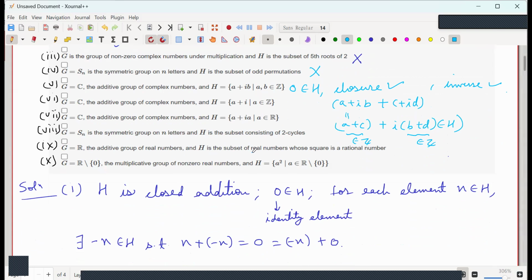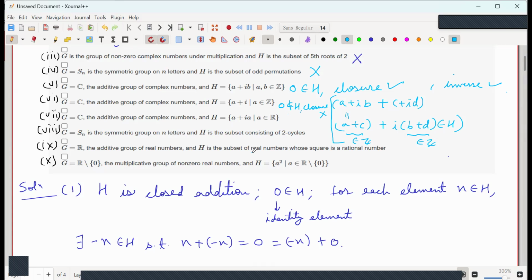So, as Pranjana pointed out, identity is not there. Also closed? Not closed, sir. You add A plus I, that gives 2A plus 2I. Closure is also not there. And so, this is not a subgroup.